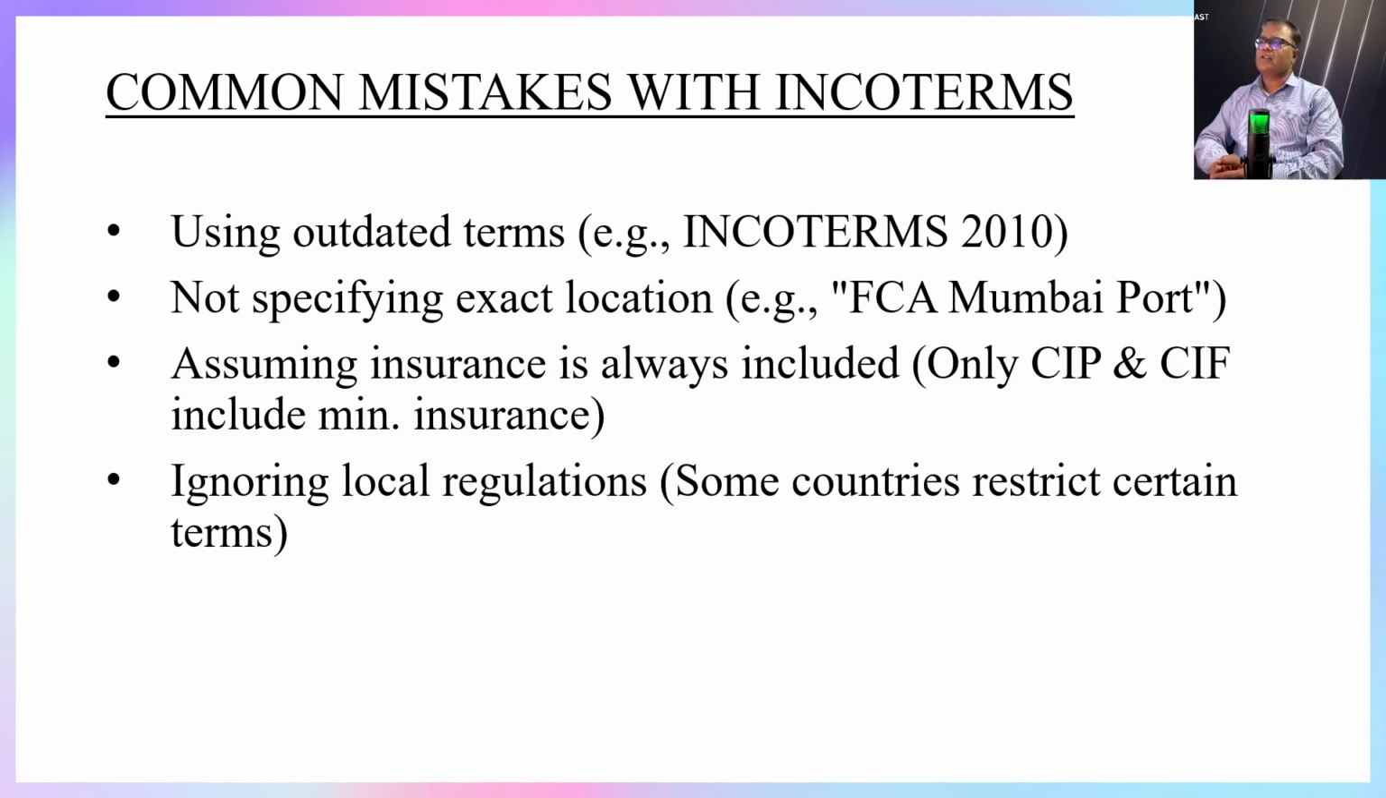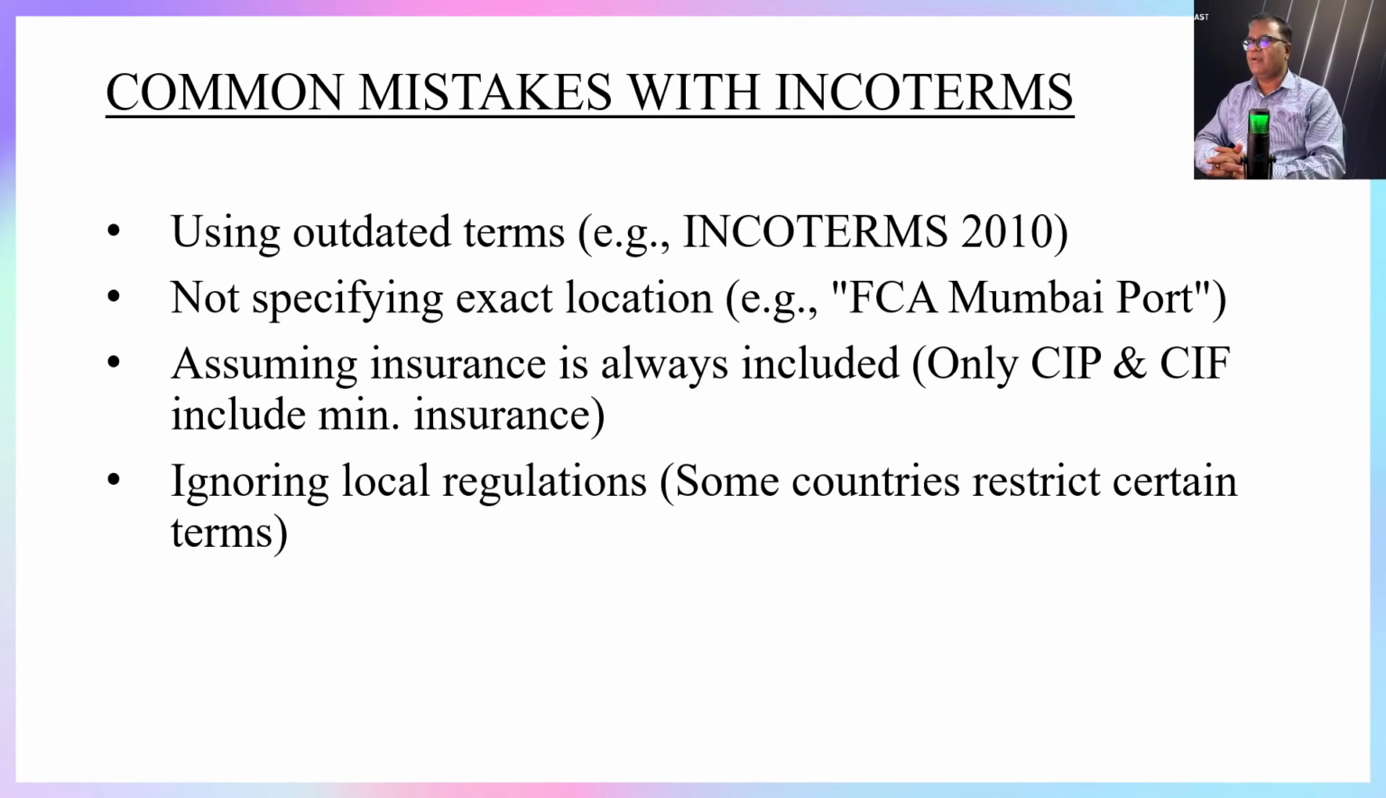Here we will discuss the common mistakes with Incoterms. Generally, people misunderstand and make these common mistakes. They use outdated terms like Incoterms 2010. When a current version is applicable, you should always use the latest version number with the Incoterm. I will give you an example. If you are going to use the CIP Incoterm, use CIP New Delhi, India, Incoterms 2020 in your contract. In your contract, you can define the version. You should always define the latest version. The current version is Incoterms 2020.